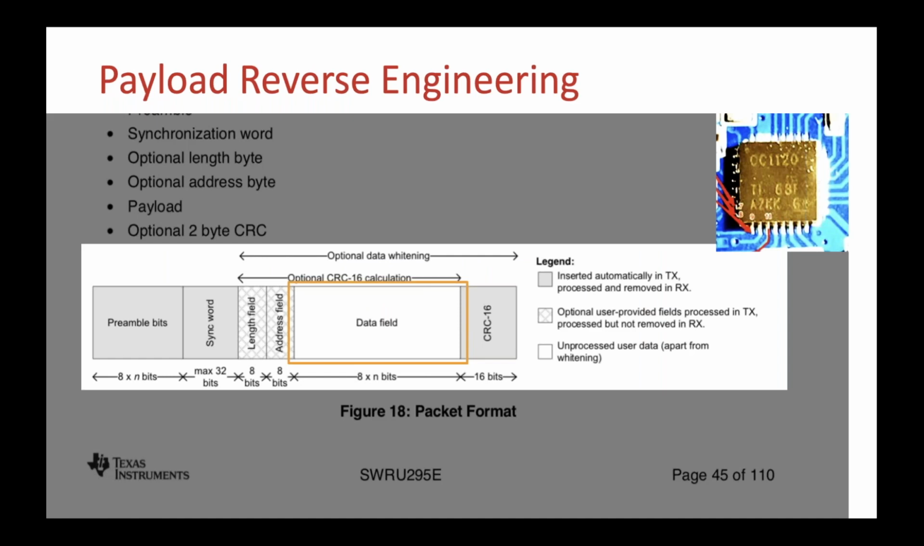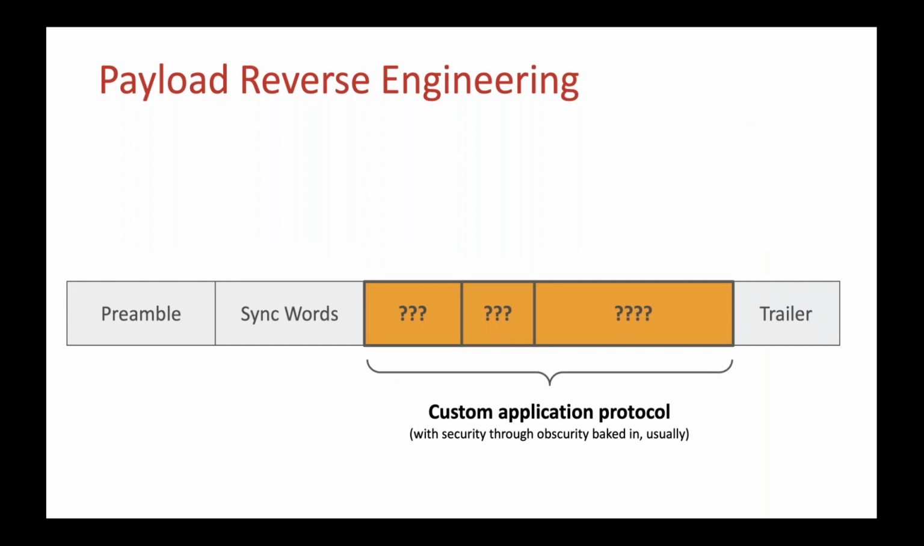Then we dug into the specs, and we found the frame of the CC1120 based on the specs here for the data field. So we're going to try to reverse out what is actually in the data field. We knew the preamble, sync words, and trailers, but what's in the data? There's a custom application protocol with security through obscurity baked in usually. So we have a preamble, sync word, and then the custom application.